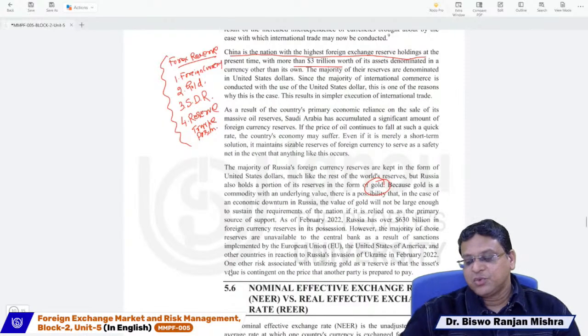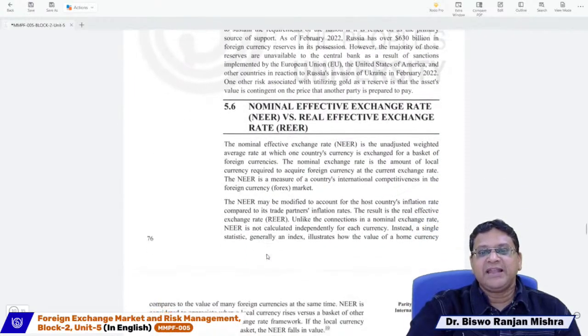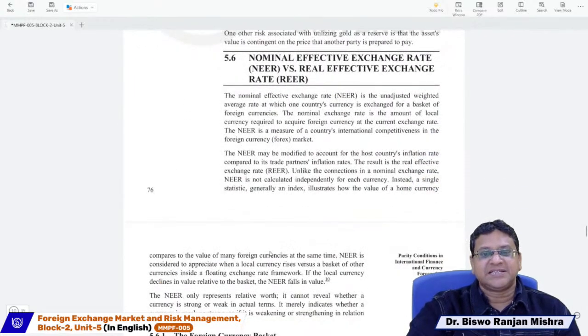Next, we will discuss one important concept. That concept is known as nominal effective exchange rate, that is NER, and real effective exchange rate, that is RER. What is NER and RER, we will discuss.